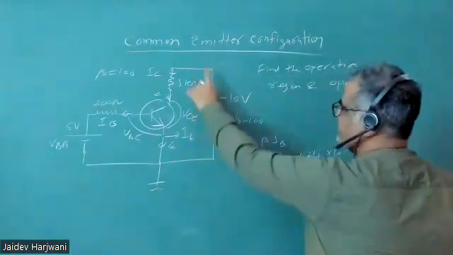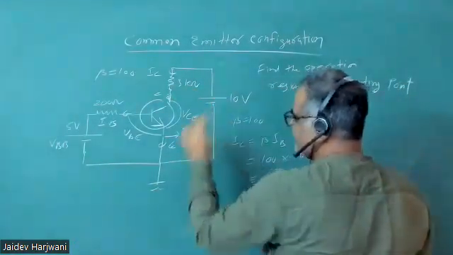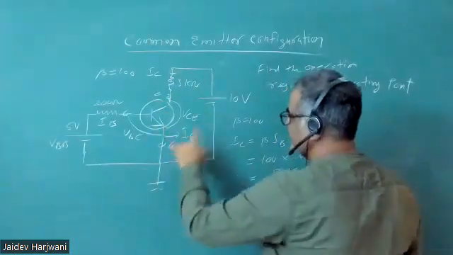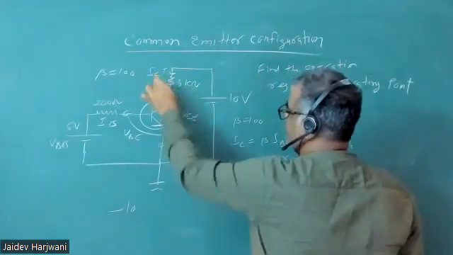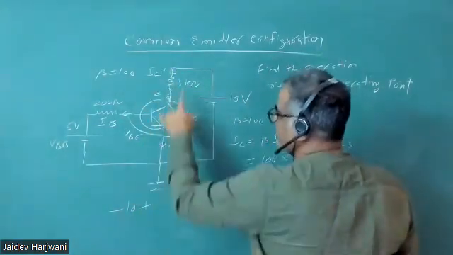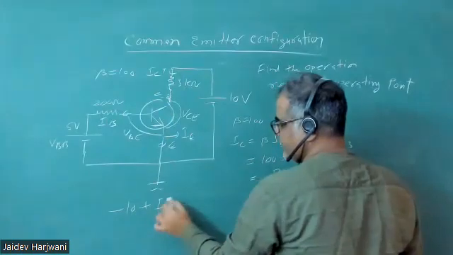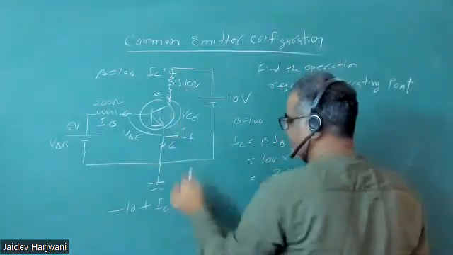Now come to this loop. What will happen in this loop? You have a VCC. This loop I'm going like this. I'm starting from minus, so minus 10. Then I'm coming here, so this will be plus the drop IC into 3 kilo ohm.